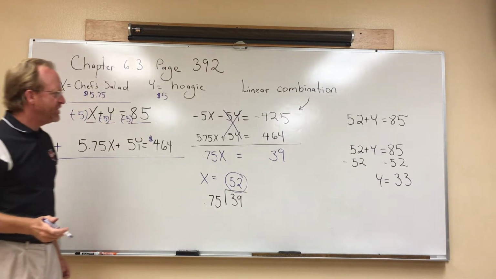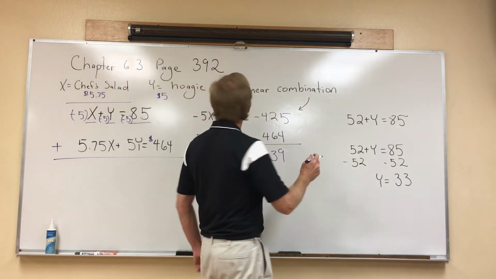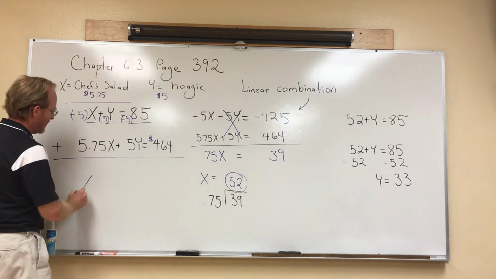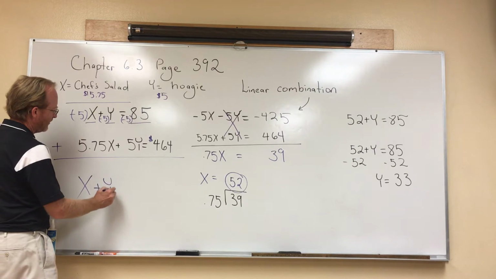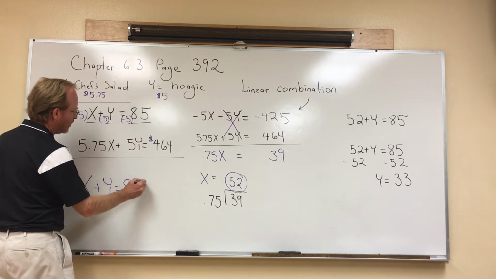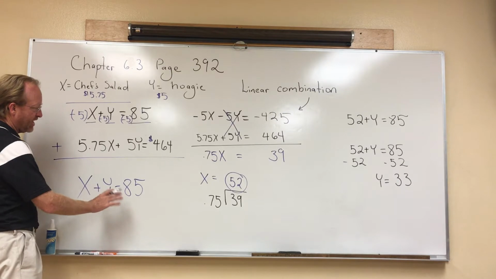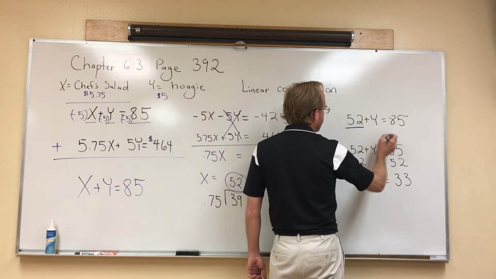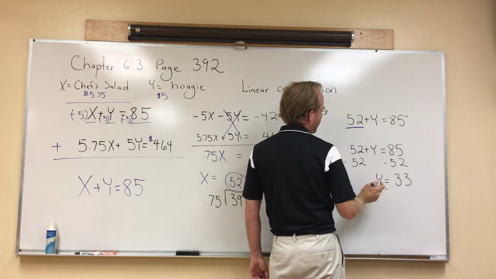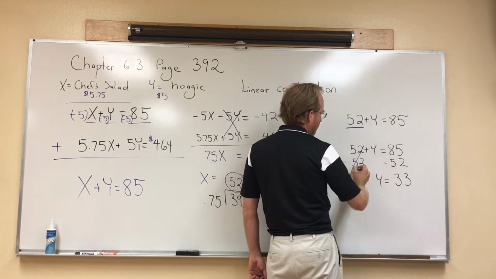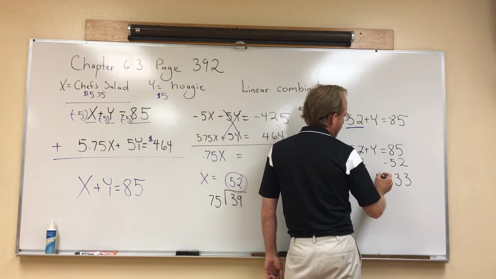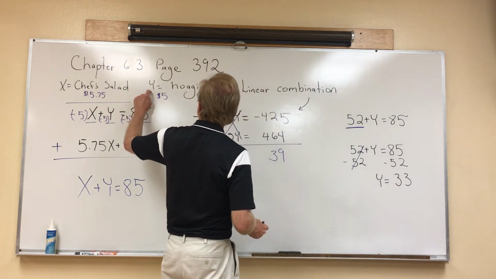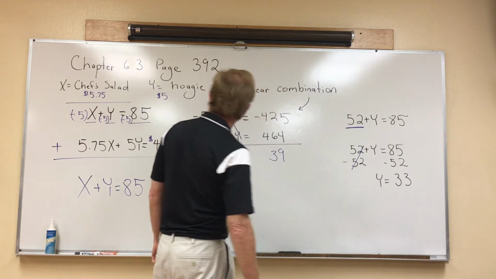The rest of the part's pretty easy. We now know, let's go back to the original equation, which was x plus y is equal to 85. She sold a total of 85 salads and sandwiches. We now know that she sold 52 chef salads. So I have 52 plus y equals 85. We subtract 52 from both sides. That's going to leave me with y is equal to 33. In other words, she sold 33 sandwiches.